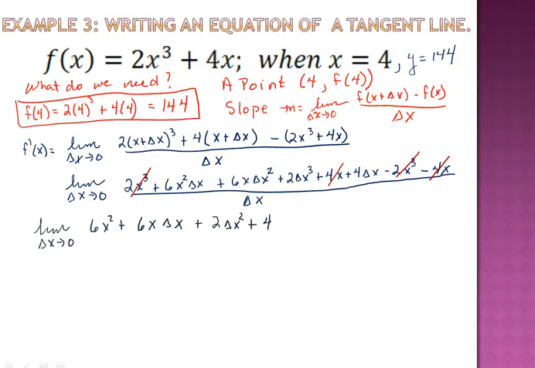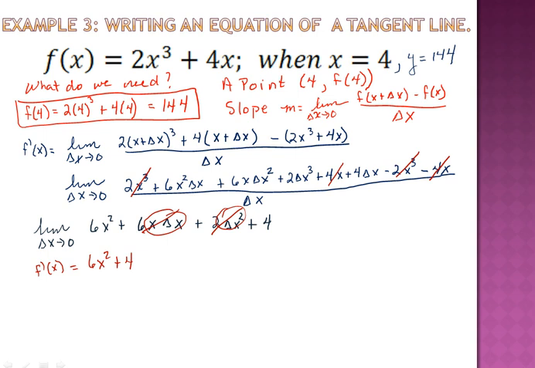So taking our limit as delta x goes to 0, our 6x delta x becomes 0, our 2 delta x squared becomes 0, and we're left with our f prime being 6x squared plus 4.